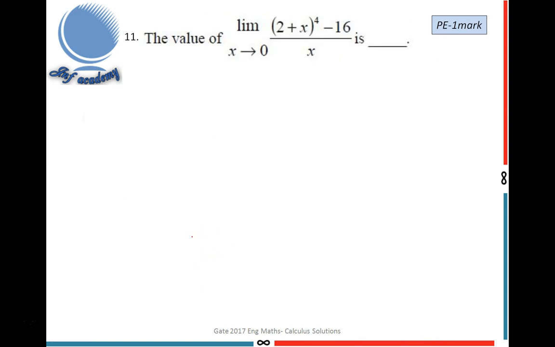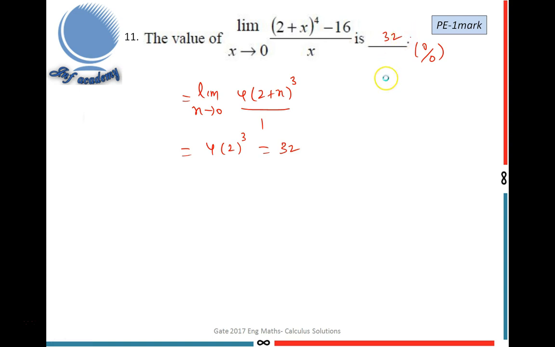Next, 11th problem: the value of limit x tends to 0, (2 plus x) whole power 4 minus 16 by x is dash. This question is from PE department. It has 2 marks. First I substitute the limit. I got 2 power 4, 16, 16 minus 16, 0, 0 by 0 form. This is indeterminate form. So in that place I use L'Hospital rule. The derivative of the numerator is 4 into (2 plus x) whole cube into 1 minus 0, divided by 1. Next, I substitute the limit. I got 4 into 2 cube, so 2 cubed is 8, into 4, is 32. The final answer is 32.